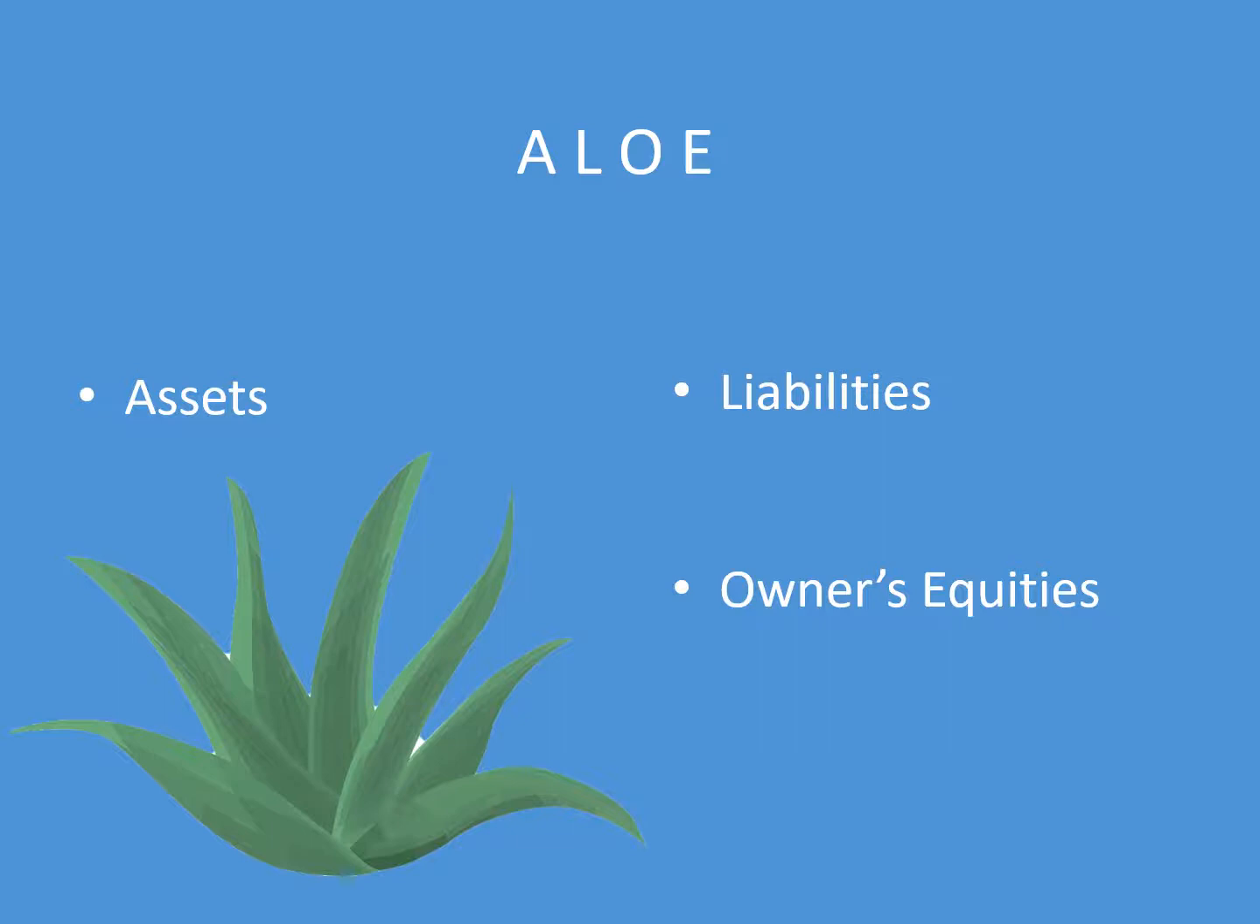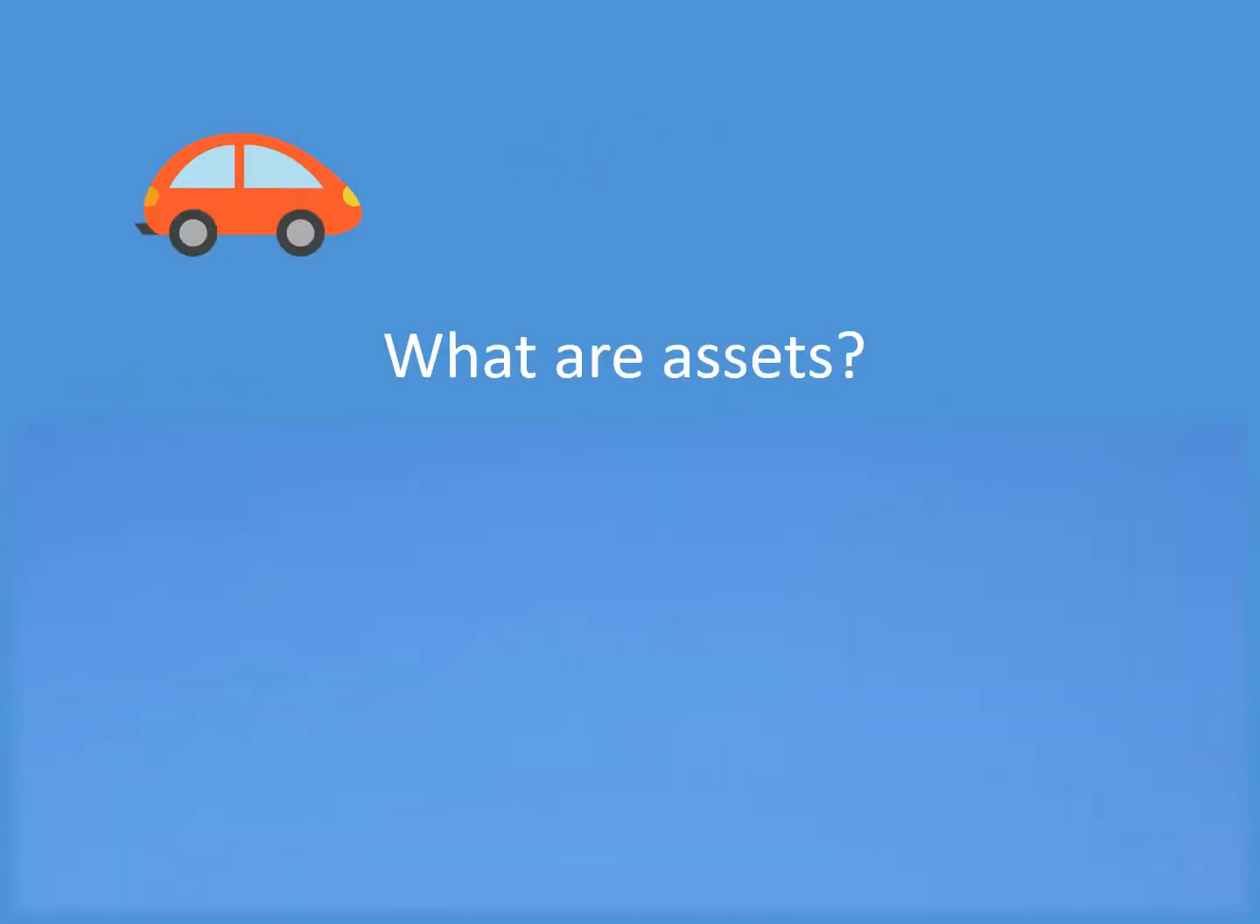To remember these three subsections, you can think of the nice Mediterranean plant, the aloe. It is the acronym for A for assets, L for liabilities, and OE for owner's equities. What are assets? Assets are items that are owned, have value, and can be turned into cash, such as bank accounts, cars, property, and machinery.